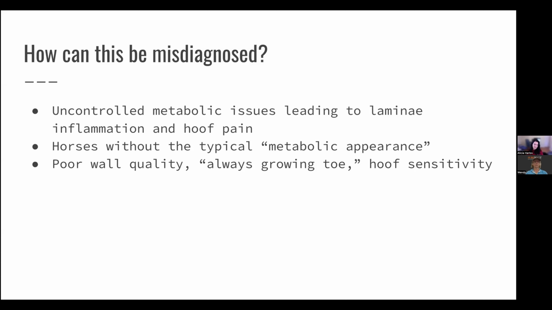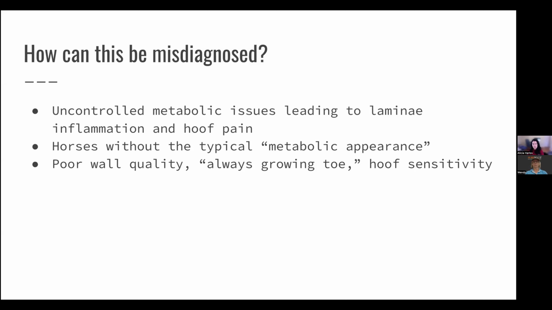So how can it be misdiagnosed? Again, if a horse has uncontrolled metabolic issues, then they could have laminar inflammation. They could have hoof sensitivity, thinner soles, and hoof pain. And then the vet comes out, notices the horse is lame. They become sound when you numb the back half of the foot, because maybe it's numbing more of the foot, and that horse is diagnosed with navicular.